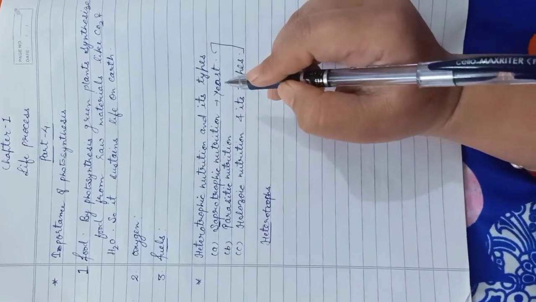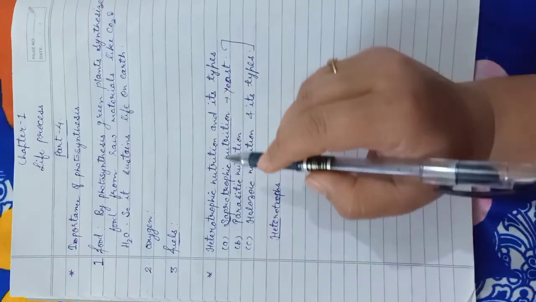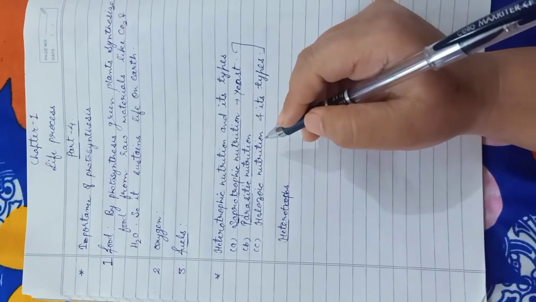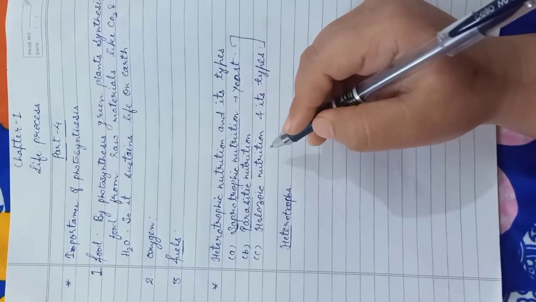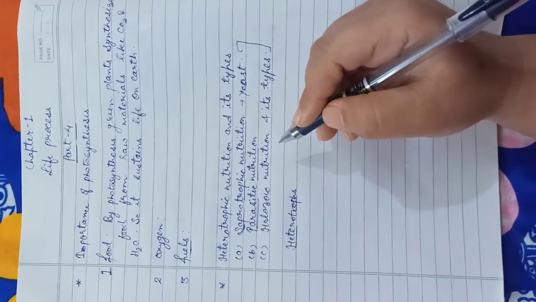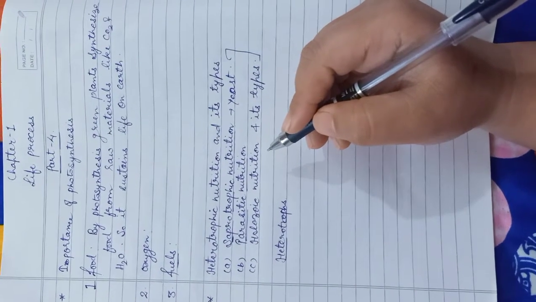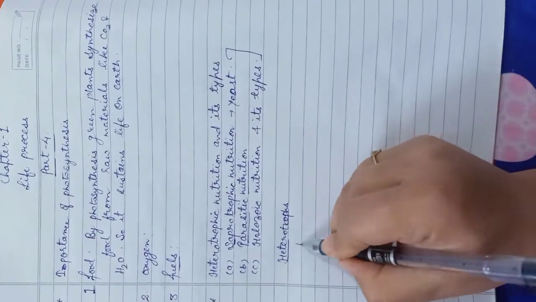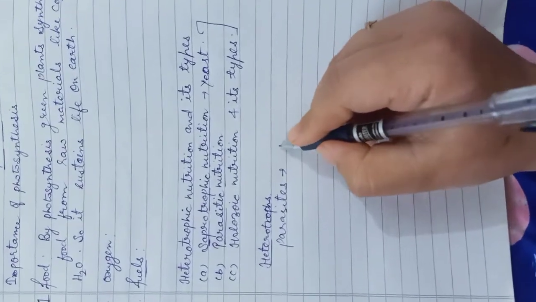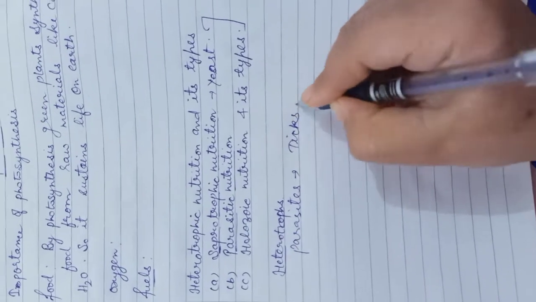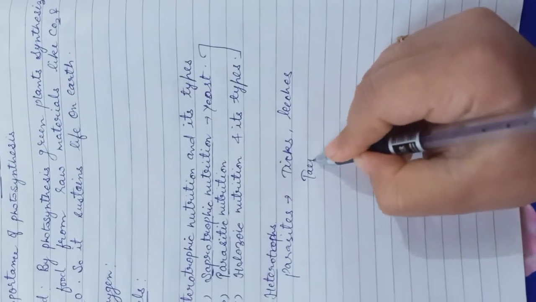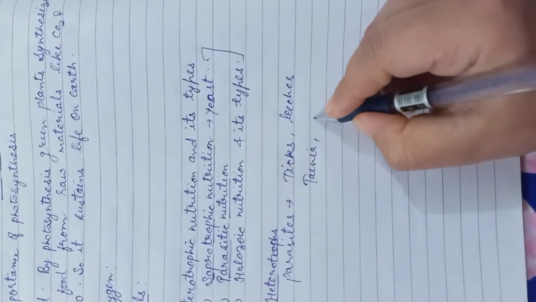The next one is parasitic nutrition. In this mode of nutrition, the organism lives inside or outside the body of another organism and takes nutrition from the other organism without killing it. Such organisms are known as parasites. What are the examples of parasites? You have heard before about ticks, leeches, and Taenia solium is also a kind of parasite.